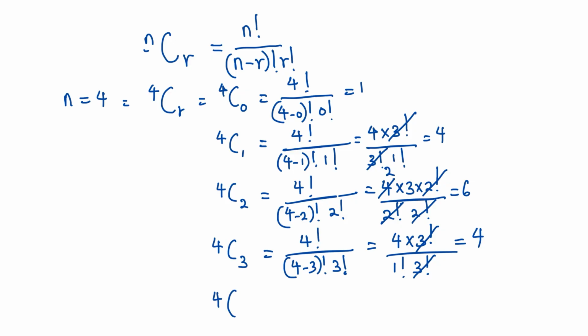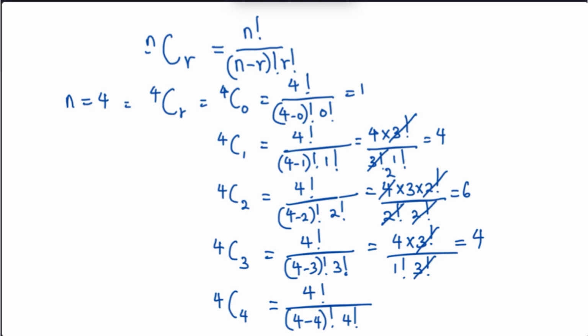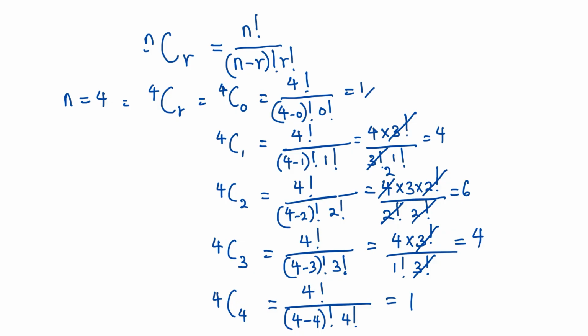And lastly, 4 combination 4 would give us 4 factorial divided by 4 minus 4 factorial times 4 factorial. Because we have 4 factorial divided by 4 factorial, it will give us 1. So you see you have 1, 4, 6, 4, 1, which is the same as we would have gotten if we had drawn the Pascal triangle.